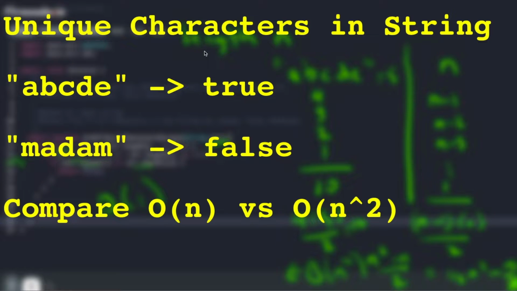So in the last episode, we looked at an easy Java interview problem called unique characters in a string. Just as a reminder, we receive a string and we need to return true if all the characters in the string are unique. So for example, if we receive ABCDE, we return true. And if we receive MADAM, we would return false because all the characters aren't unique.